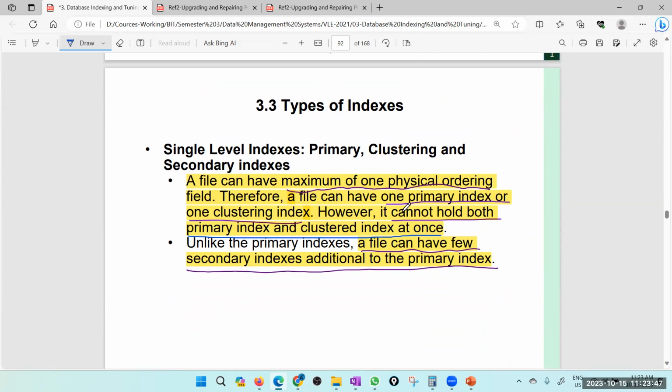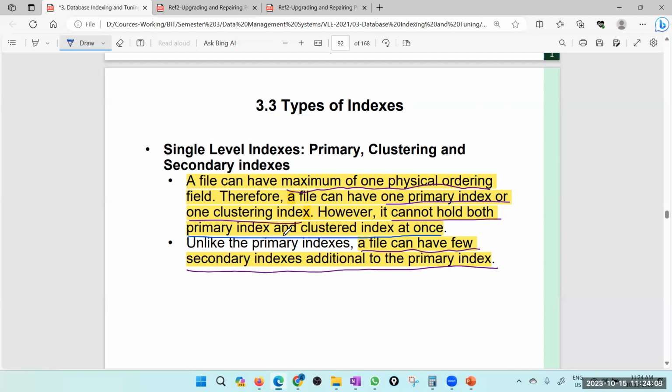So you can see that a maximum of one physical ordering can be done. Therefore, you can have one primary index or one clustering index. It cannot hold both a primary index and a clustering index. That is a very, very important thing for you to understand, and it's super easy to understand, but you have to pay attention to these statements.